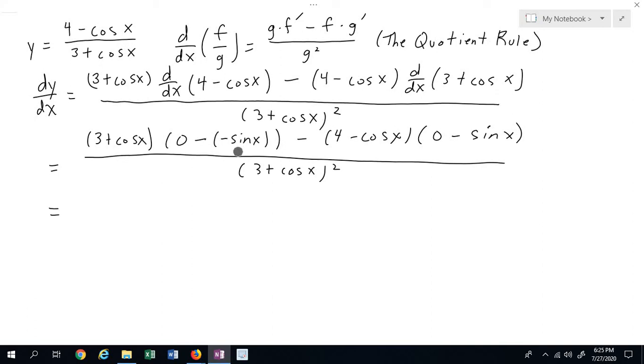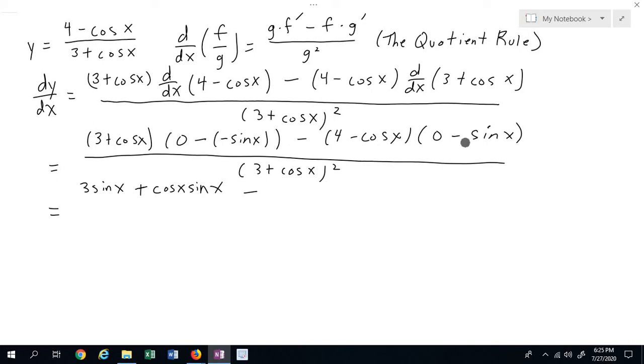Let's clean this up a little bit. This minus sign times this minus sign gives you a plus, so this is just sine of x. And that sine of x has to be distributed to both of these. So you get 3 times sine of x plus cosine times sine of x. And then minus what you get over here.